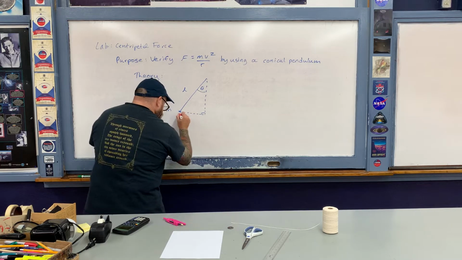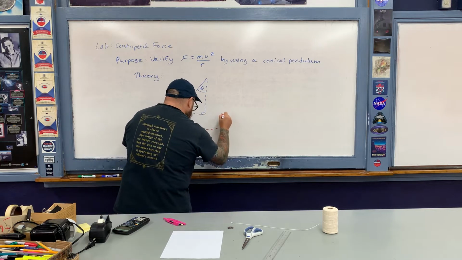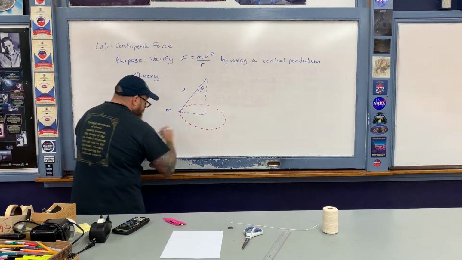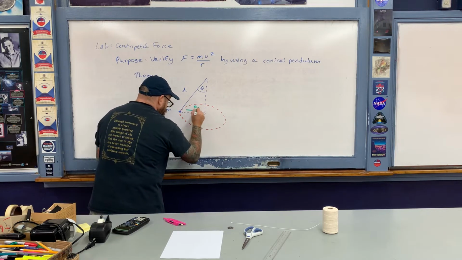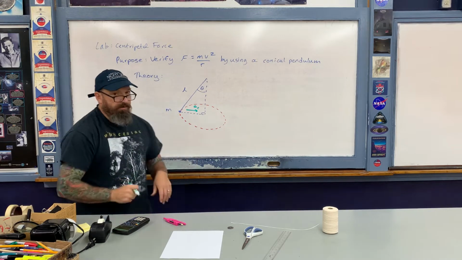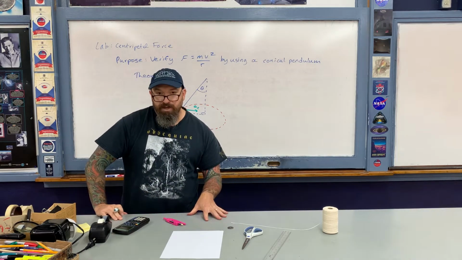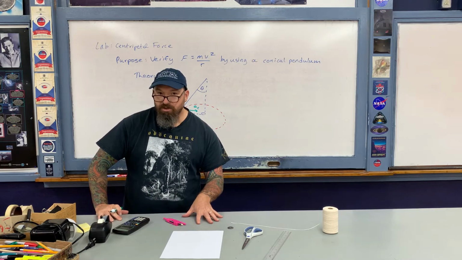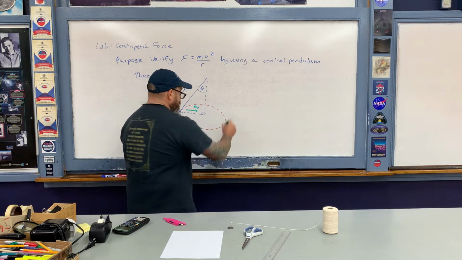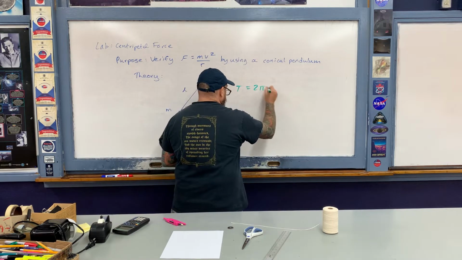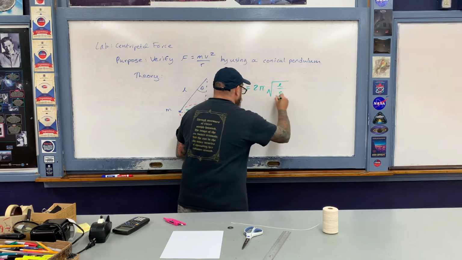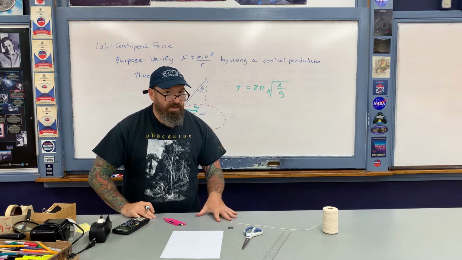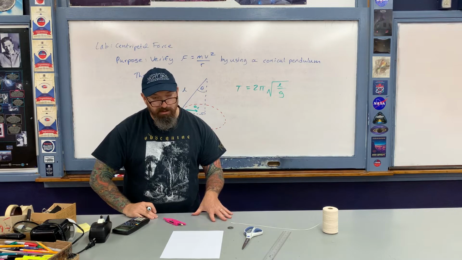So let me draw that as an oblique circle. Right here is the centripetal acceleration vector, a sub c, inwards towards the center of the circle. In the course of that problem, I derived the following expression for the period, using F equals ma. The period is equal to the following. Even though I'm not redoing the derivation here, I've already done it in lecture.